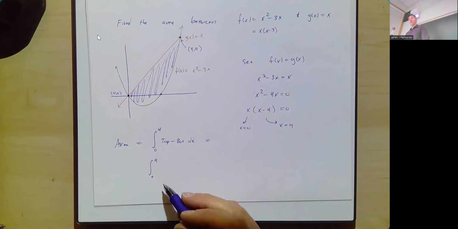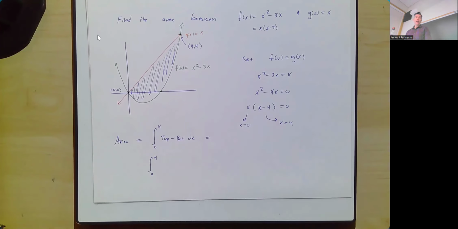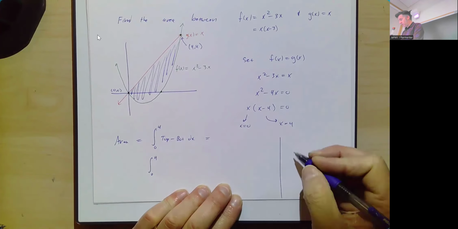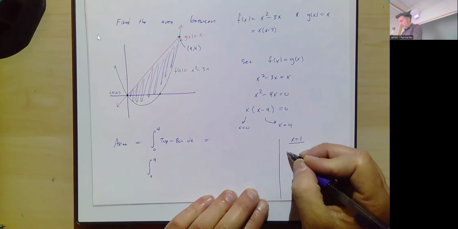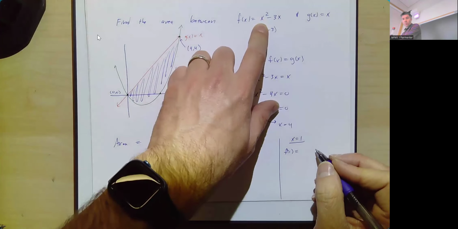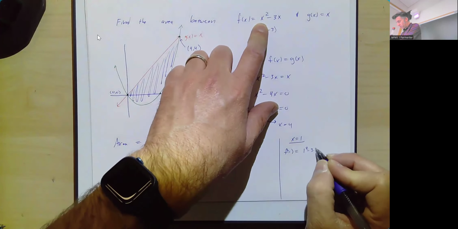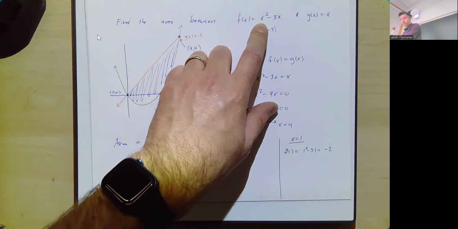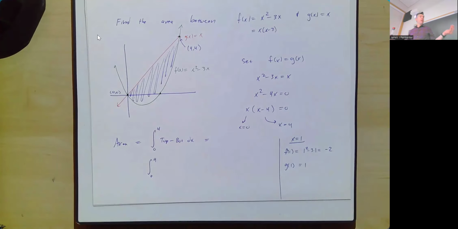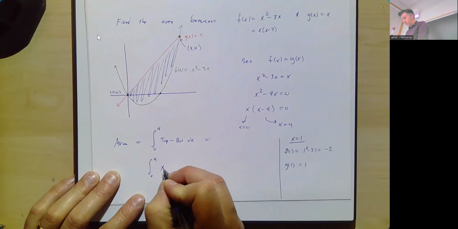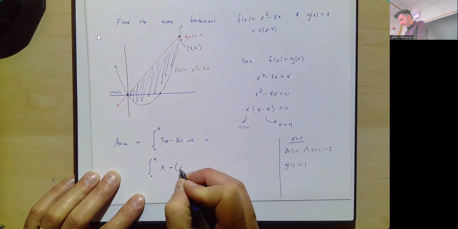I would pick a point between 0 and 4, like 1. And I would say for x equal to 1, which function is bigger? Well, f of 1 is 1 squared minus 3 times 1, which is 1 minus 3, which is negative 2. And g of 1 is just 1. And 1 is clearly larger than negative 2. So that's a way you can tell which function is bigger on an interval without having to draw the graphs of the functions. So that's how we know that the top function is g and the bottom function is f.